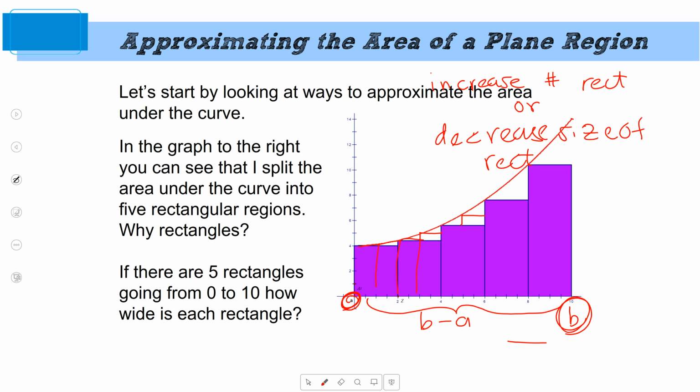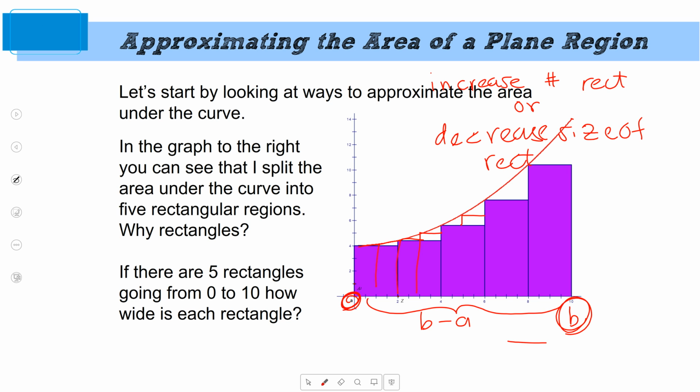Why is this so challenging? Is it on the notes here? B minus A over N? Oh, great. I could teach a second grader to do that. I was going to guess that, actually. That's funny. Why? Because it's the space divided by the number of rectangles.